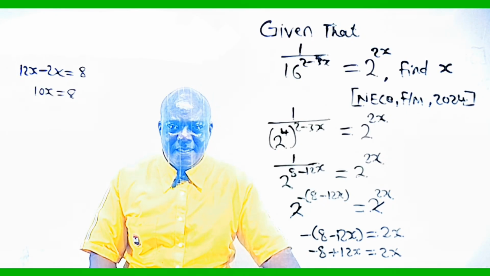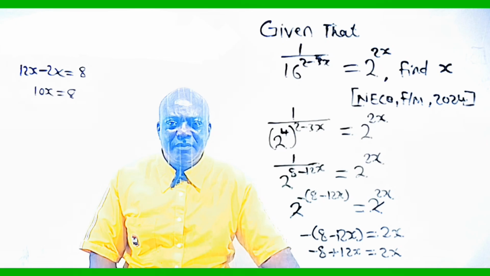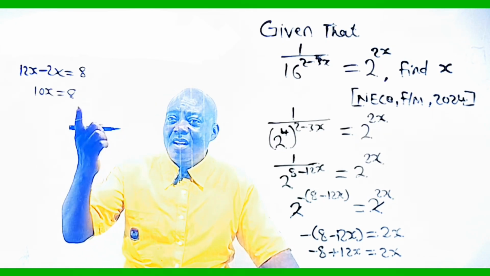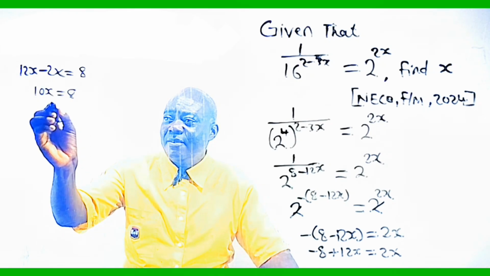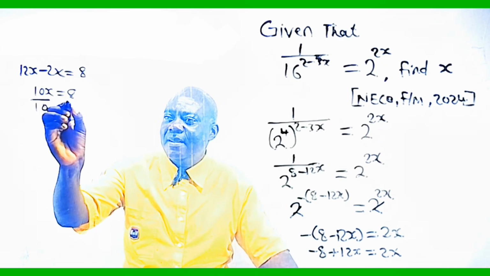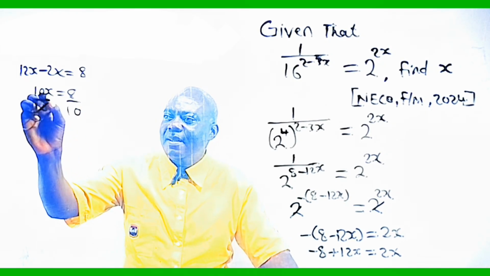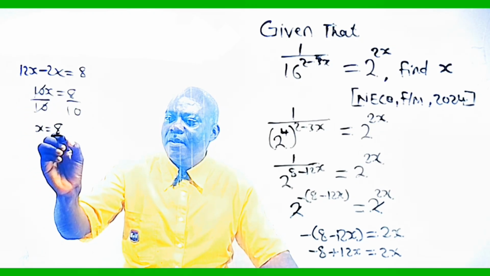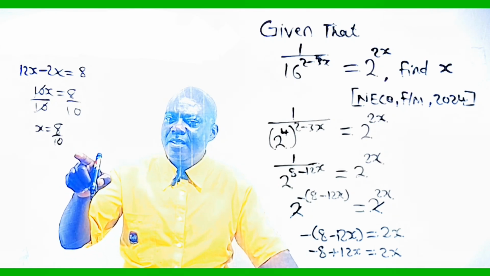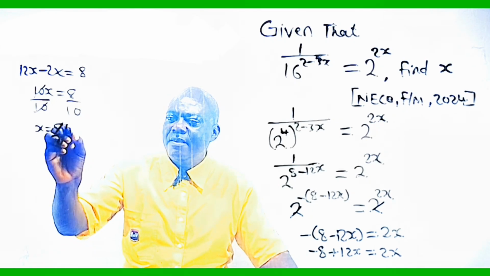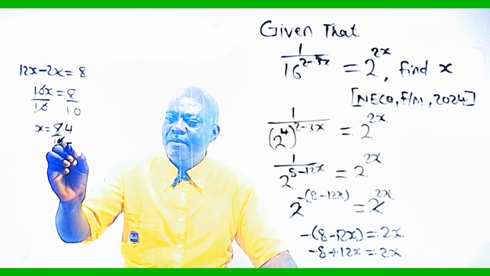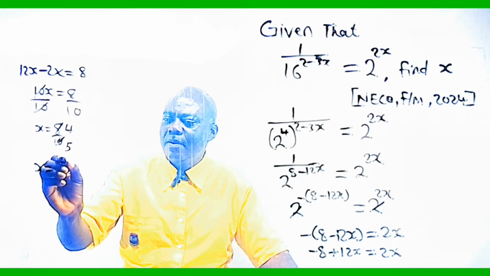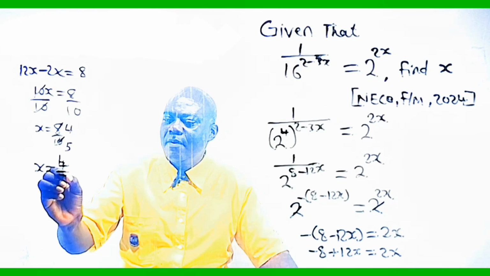So we're looking for x. You now divide both sides by the coefficient of x, and 10 is the coefficient of x here. So we divide this by 10, this by 10. So x will be equal to 8 over 10. You can still divide further. 2 will divide 8, 4, and this one 5. So x will be equal to 4 over 5.